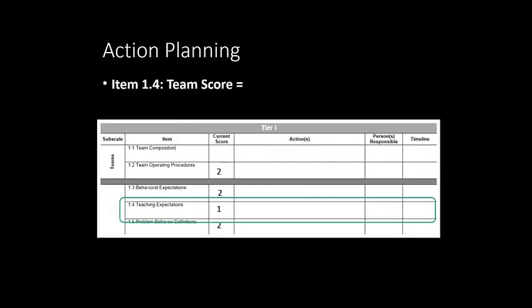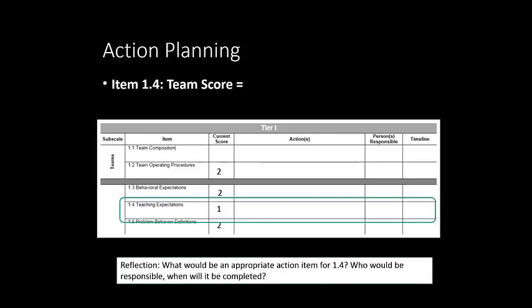On their action plan, 1.4, current score is a 1. Remember, they did have some of the written pieces, but they didn't really have a written plan for implementing. So what I want you to do is just think for a second, what would be a logical action item to address that 1.4? And in your head, you're probably screaming right now, develop a plan to teach those behavior lessons.